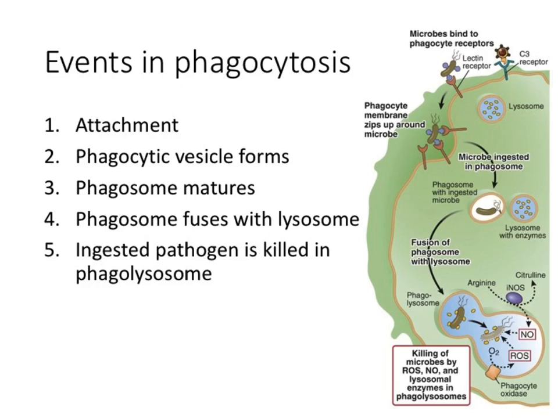Okay. Here's what I consider to be the 5 steps. Attachment, phagocyte forms, phagosome matures, phagosome fuses with lysosome, ingested pathogen is killed. And those are the bullet points of what's happening. But we can go into a bit more detail than this and actually talk about what's happening in each of these steps. So that's what I want us to work on together for the next few minutes.